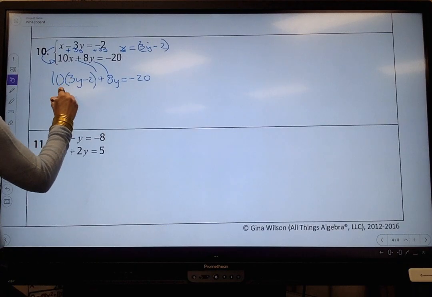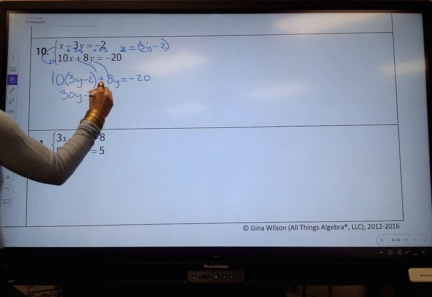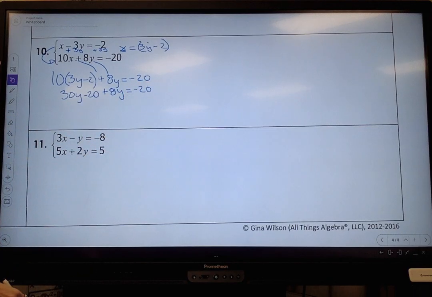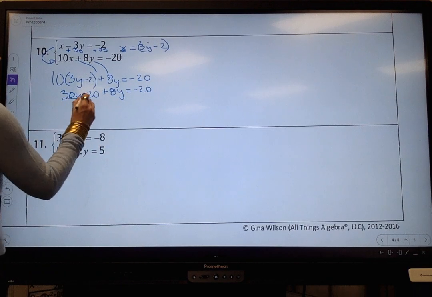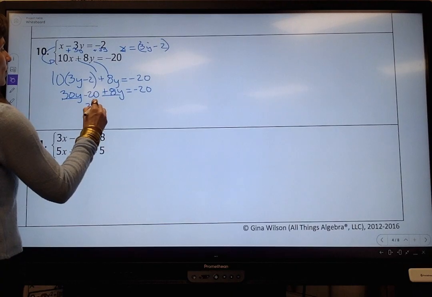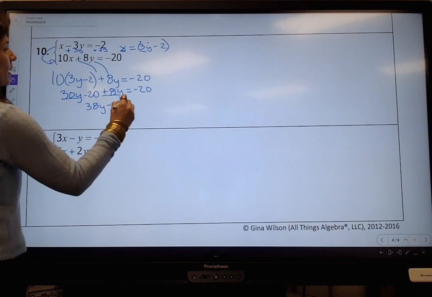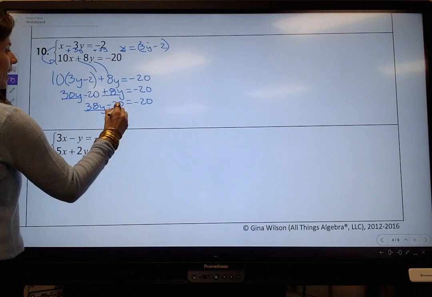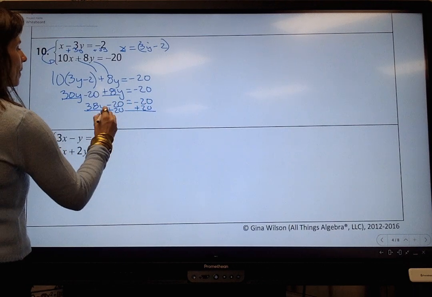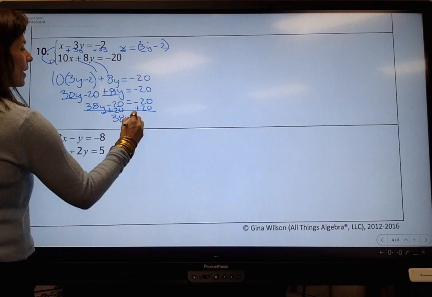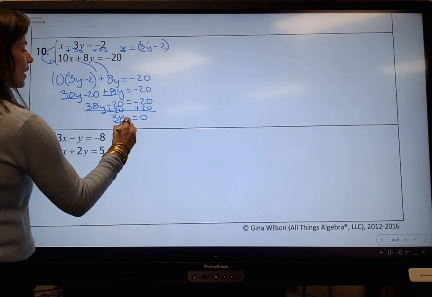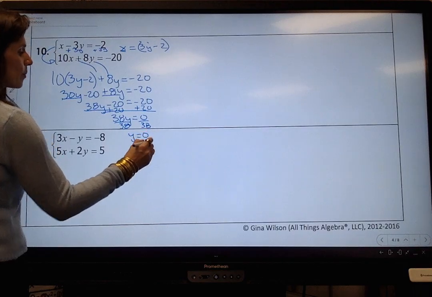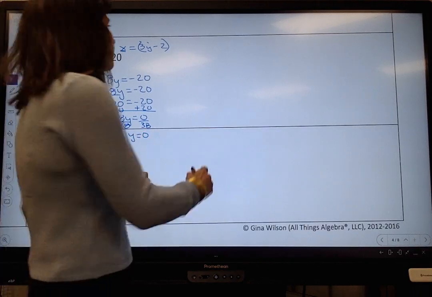So I distribute, and I get 30y minus 20 plus 8y equals negative 20. I combine like terms, so I get 30y and 8y is 38y minus 20 equals negative 20. I add 20 to both sides, and I get 38y equals 0. When I divide both sides by 38, remember it's okay for 0 to be on top, so y equals 0.